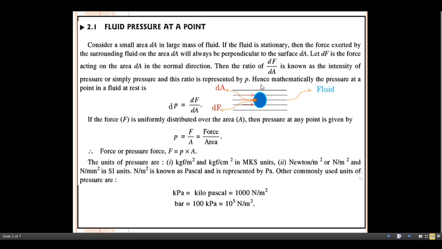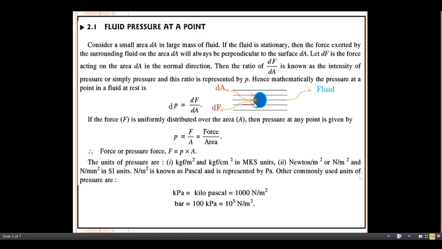For that, consider a small area dA in a large mass of fluid. If the fluid is stationary, then the force exerted by the surrounding fluid on the area dA will always be perpendicular to the surface dA. Let dF be the force acting on the area dA in the normal direction. We have considered this one small area dA.